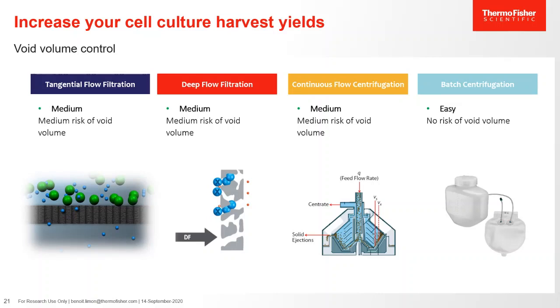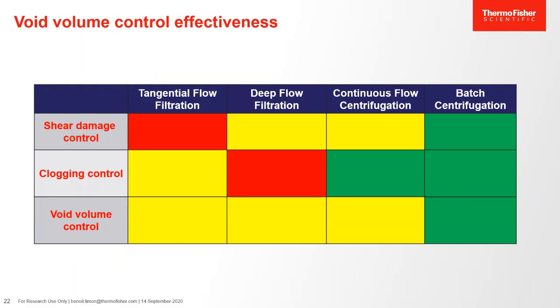In the case of batch centrifugation, we are thinking the control is easy and there is no risk of void volume. The total supernatant can be recovered as well as the total amount of the biomass cell pellet. Recapping again what Benoit just described, the avoidance of void volume is the best when considering batch centrifugation, and all other methods are simply not as effective.